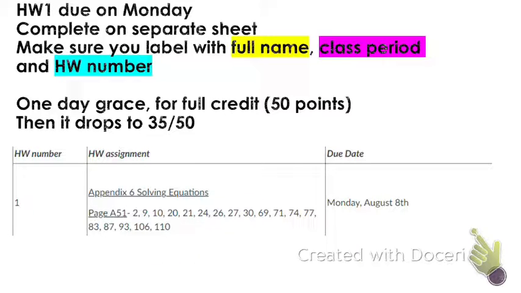What I will also say is you always get 1 day grace, okay? So if you check Canvas, the due date is Monday, but I'll take it Monday or Tuesday for full credit. After Tuesday, it automatically drops down to 35 out of 50.